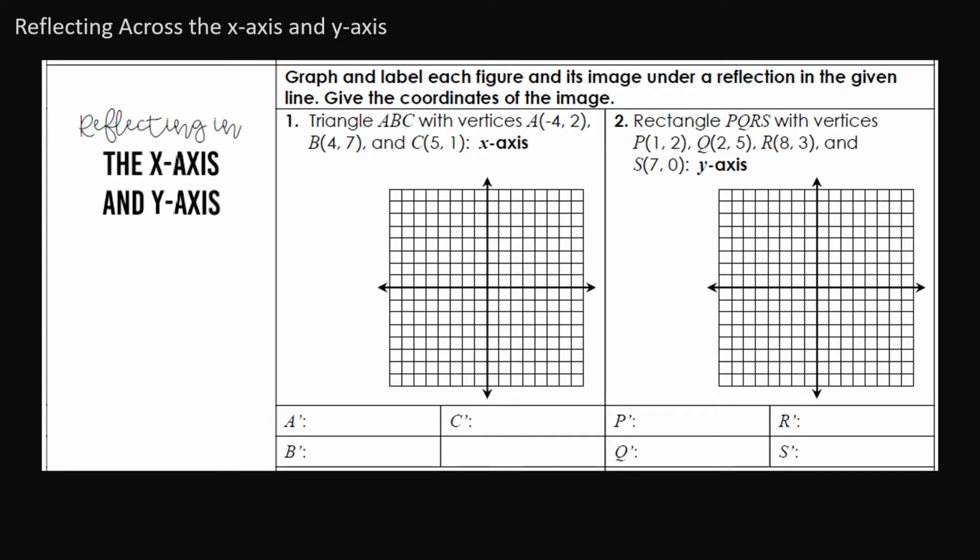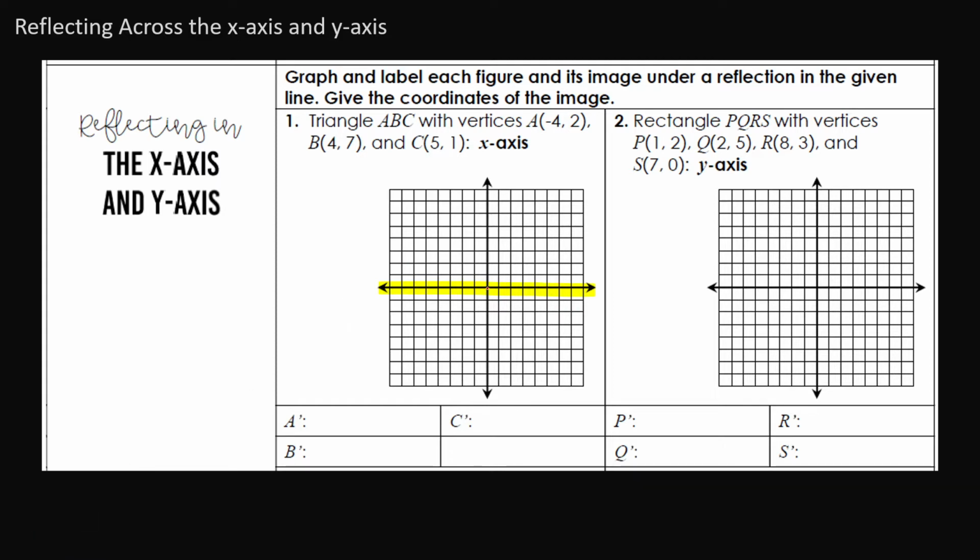So when we reflect in the x-axis and the y-axis, there are some patterns that we need to pay attention to. So for question 1, we have triangle ABC with vertices A, B, and C, and we reflect across the x-axis. Let me highlight this line of reflection here, the x-axis right here. We're going to make sure that the pre-image and the image are the same distance from the x-axis.